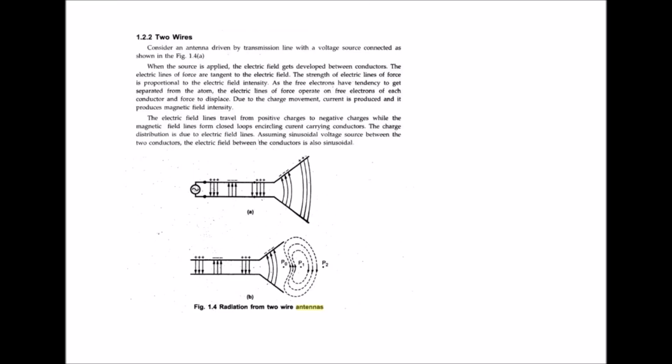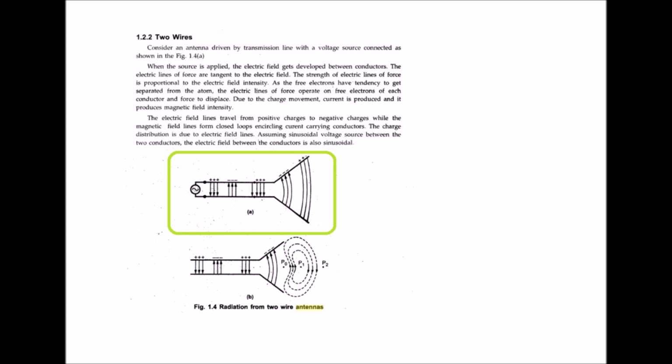1.2.2, 2 wires. Consider an antenna driven by transmission line with a voltage source connected as shown in the figure 1.4a. When the source is applied, the electric field gets developed between conductors. The electric lines of force are tangent to the electric field. The strength of electric lines of force is proportional to the electric field intensity, as the free electrons have tendency to get separated from the atom.